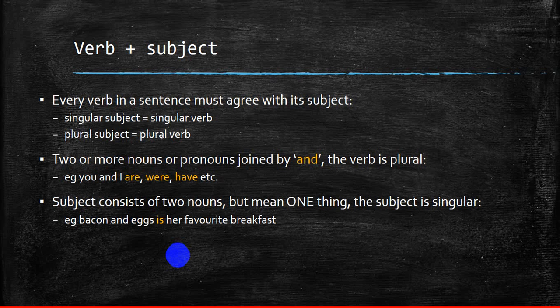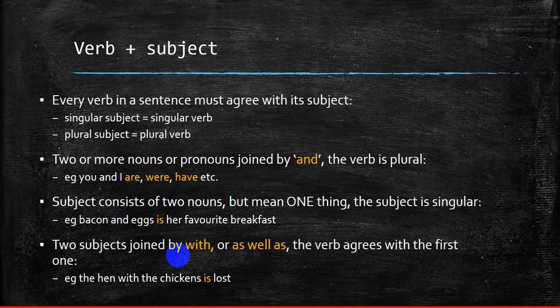If the subject consists of two nouns but means one thing, then the subject is singular, and this can be a little confusing. The example I've given here is bacon and eggs is her favorite breakfast. Try to think of it as sort of one concept, the bacon and eggs concept, the breakfast, bacon and eggs. Another example might be fish and chips or bangers and mash. They're sort of one idea, and so they're singular.